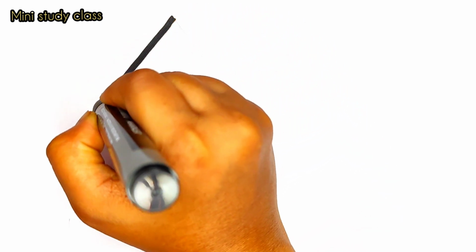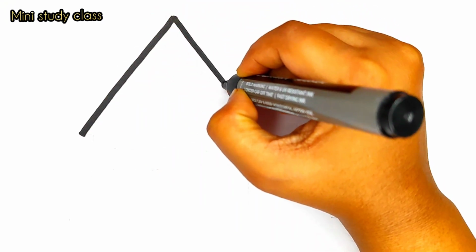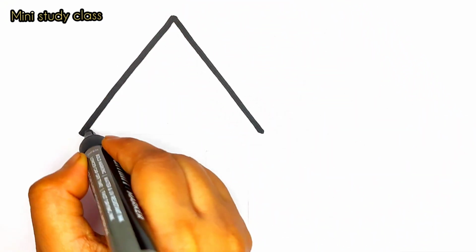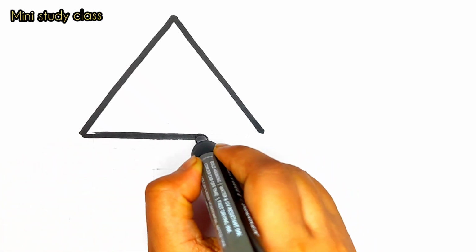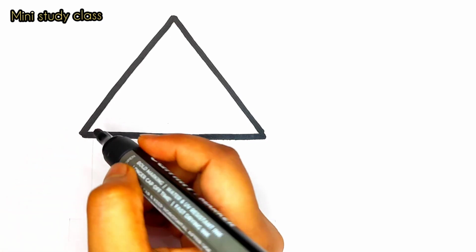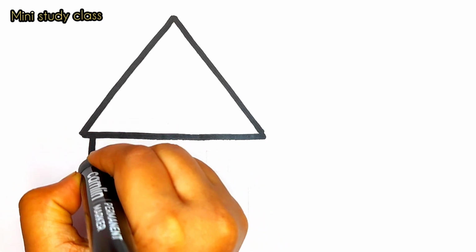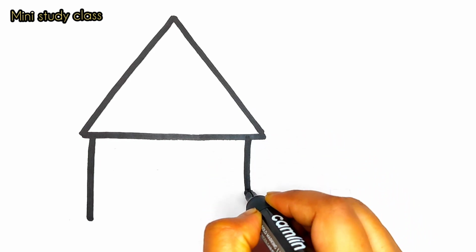At first, we took a black marker. Now, we start the drawing. First, we draw a straight line. Next, we draw a curve. Parallelly, we draw another straight line. And join this too. Here, our roof drawing is completed.